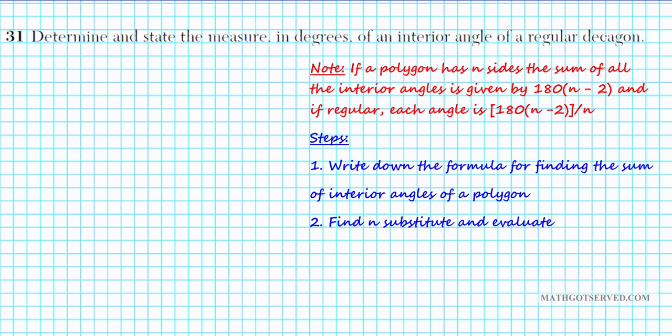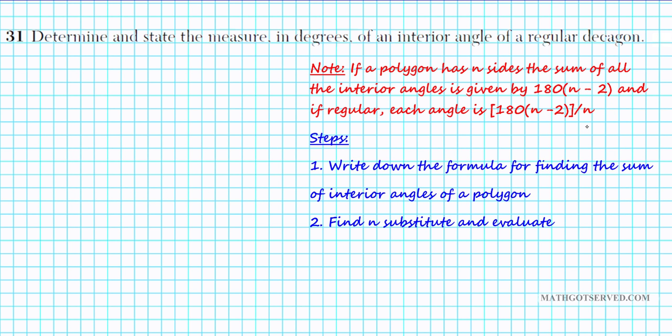It says determine and state the measure in degrees of an interior angle of a regular decagon. Okay, so a few things to note. You want to know that if a polygon has n sides, the sum of all interior angles is given by the formula 180 times the number of sides minus 2. And if the polygon is regular, like in this case, each angle can be found by dividing the sum of all the interior angles by the total number of angles.